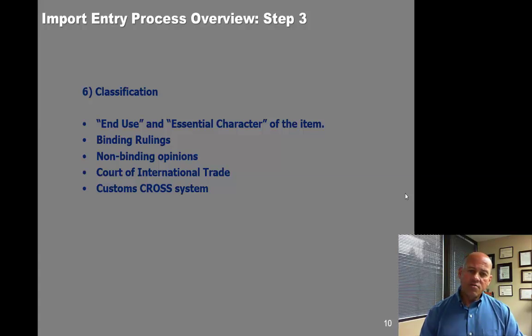Another great resource is what's called the CROSS system. The CROSS system is a database of all the various customs rulings over the years. If you go onto the U.S. Customs website at cbp.gov, you can keyword search the CROSS system, and you can actually look at other ruling letters from other companies. So it's a great source of doing your homework prior to sitting down with a customs broker or prior to doing a binding ruling.